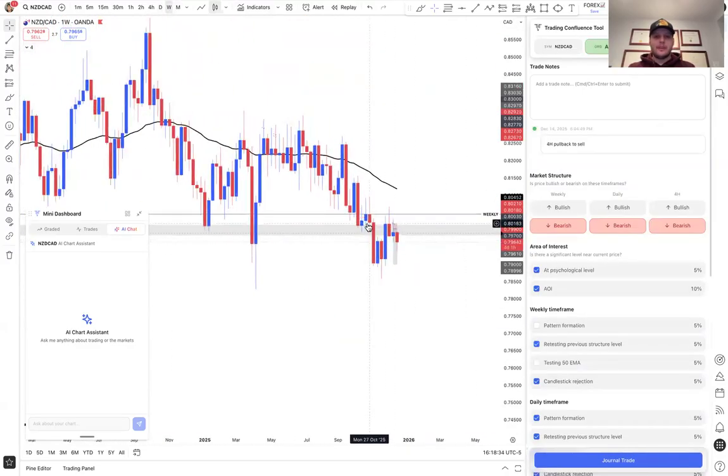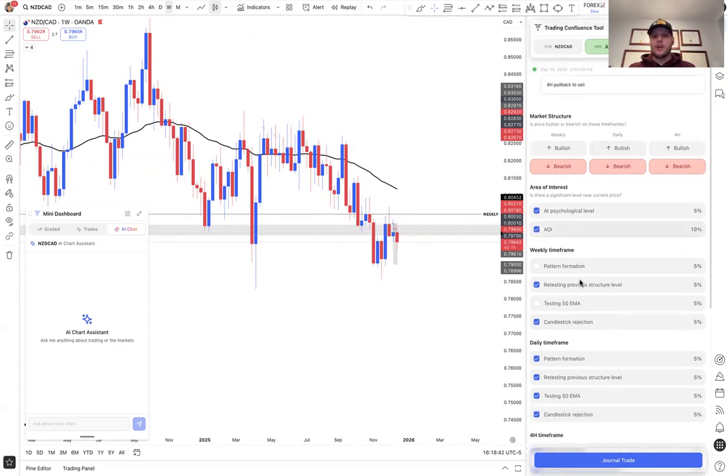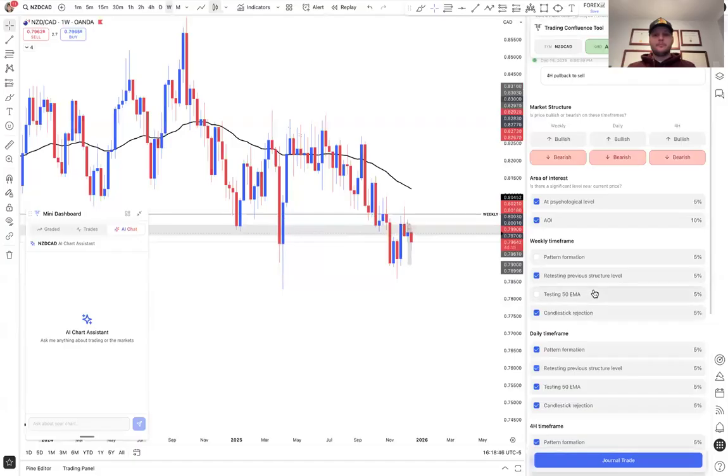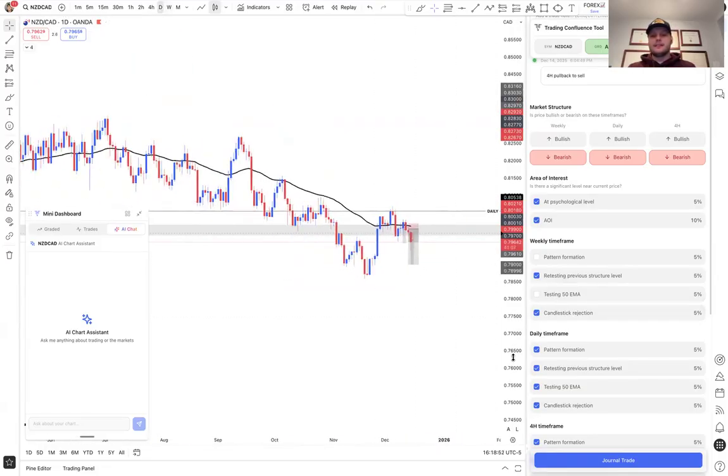Weekly time frame: bearish, pulled back, rejection candle, another rejection, pullback candle, and the weekly time frame is bearish. On the weekly time frame, we do not have a pattern. We do have previous structure, and we do have candlestick rejections. So that's that. On the daily time frame, right?